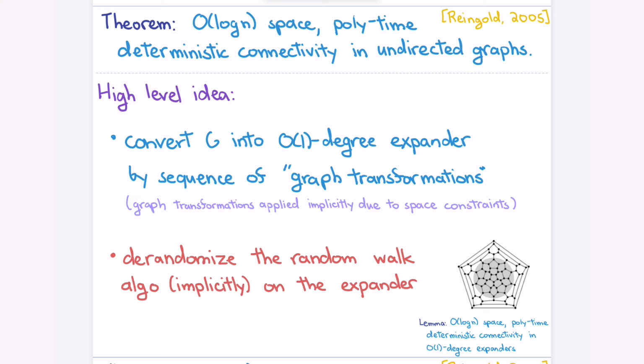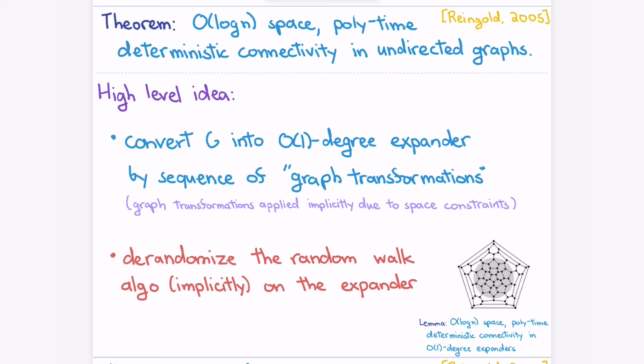So same high level idea: somehow we're going to try to implicitly convert G into a constant degree expander. We just have to check that our construction works. But remember, you're in log n space, so we can't actually make a brand new graph. The graph things we do are going to be kind of clever, in a way where you can simulate some of these changes without actually constructing the whole graph. And we'll talk about that when we get there.